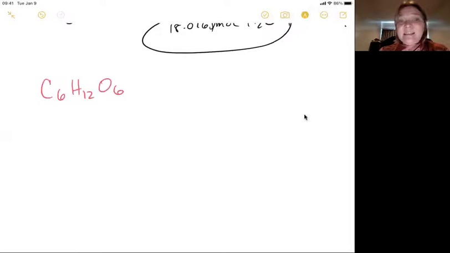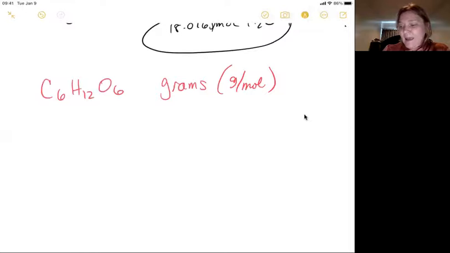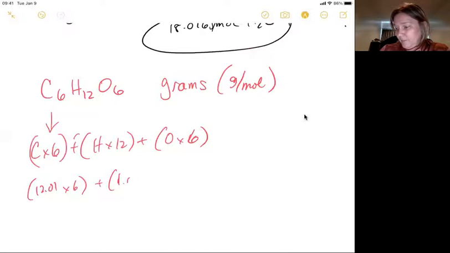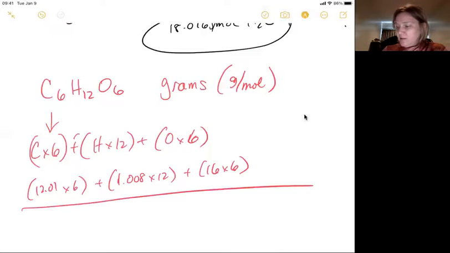So again, if you have any formula like C6H12O6, and it's asking about anything about grams, or grams per mole, you're going to add C times 6 plus H times 12 plus O times 6. So carbon is 12.01, hydrogen 1.008, and oxygen 16. And you add all of those in your calculator.